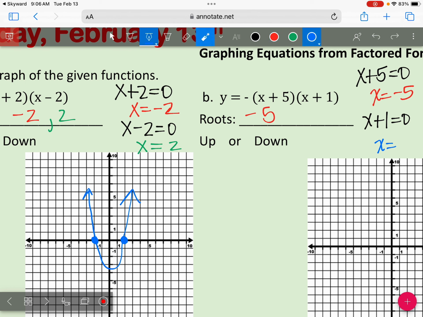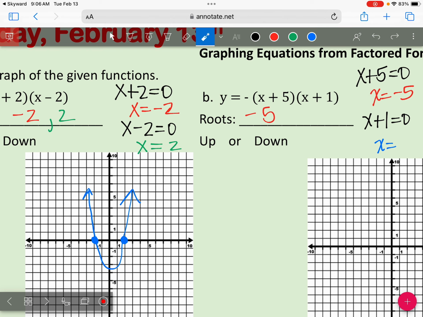Xavier, if x plus 1 equals 0, what is x going to equal? What's the opposite of adding 1? Somebody help out. What's the opposite of adding 1? So subtracting 1. If you subtract 1 from both sides, what do you get?